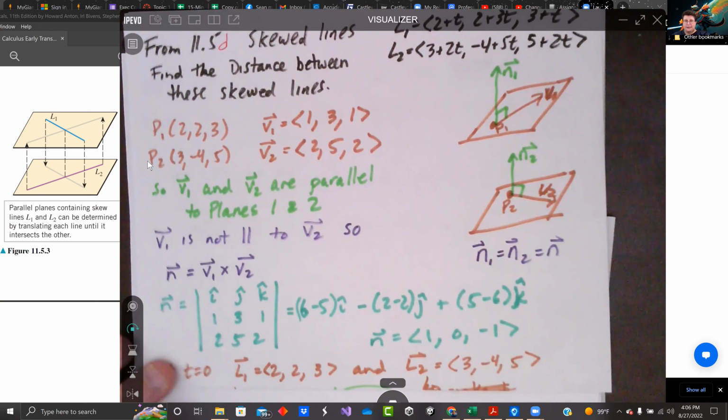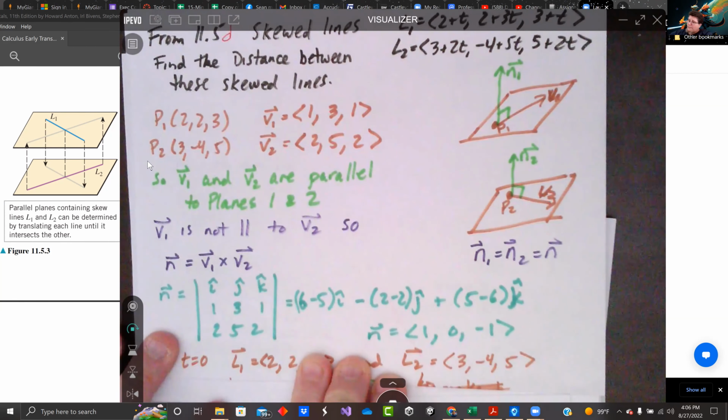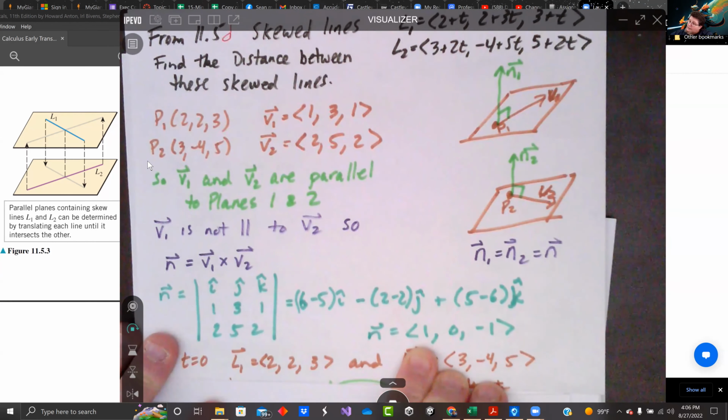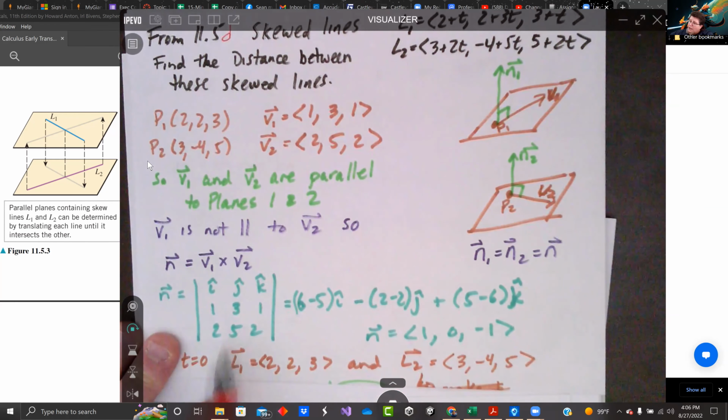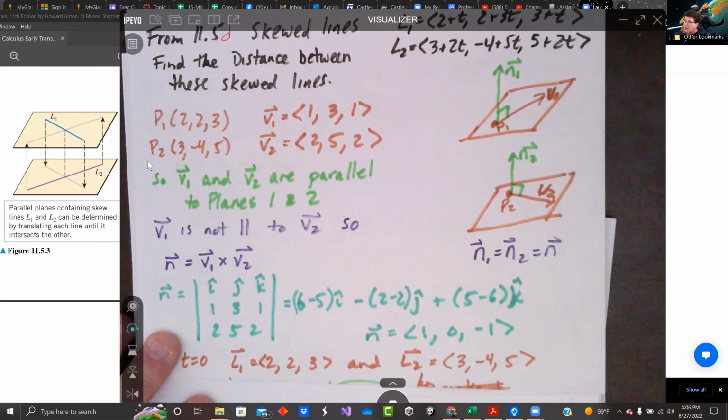So that's what I've got going on here. I've crossed V1 and V2: 1, 3, 1 and 2, 5, 2, we cross them. 6 minus 5 gives us 1 in the I hat. Then we cover up J. 2 minus 2 is 0, so it doesn't matter that's minus 0. J is 0. And K is 5 minus 6, we're going to have negative 1. So our normal vector is 1, 0, negative 1. And when we plug in T equals 0, of course, we get back our two initial points.